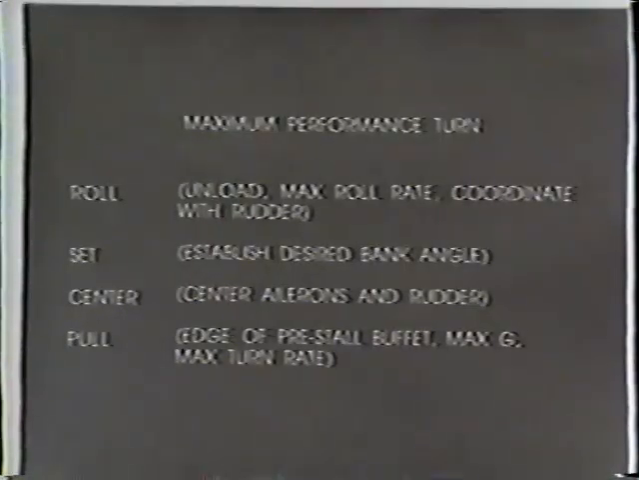Set. Establish the desired bank angle. Center. Center the ailerons and rudder. In other words, remove the asymmetry. Pull. Pull to the edge of pre-stall buffet. Maximum G is available. Maximum turn rate is obtainable.